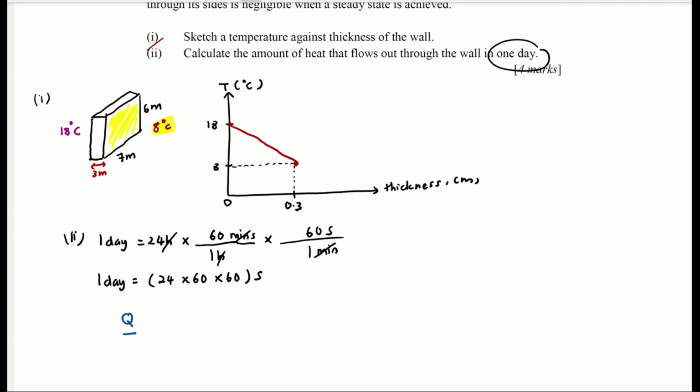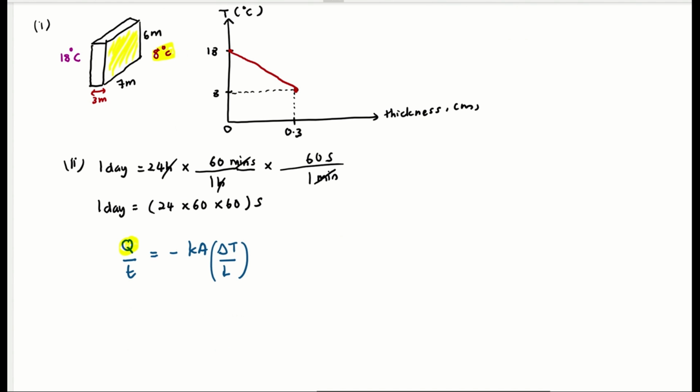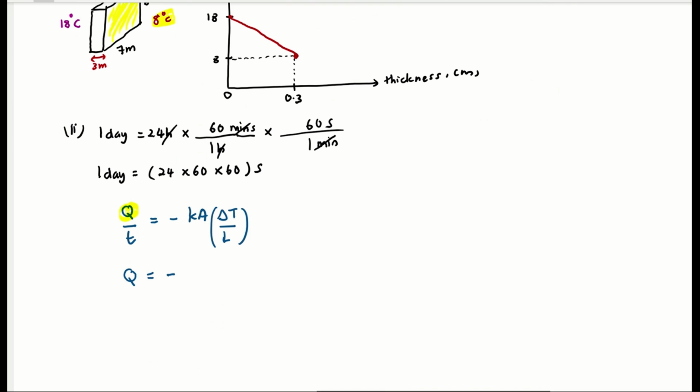So kita boleh guna formula Q over T yang dah diberi dekat depan tu, negatif KA delta T over L. So jadi soalan bukan minta kita cari Q over T. Soalan minta kita cari Q. So finally we can write that Q is equal to negative K. K tadi dia dah bagi ke? Berapa dia bagi ke atas tadi? 0.6.